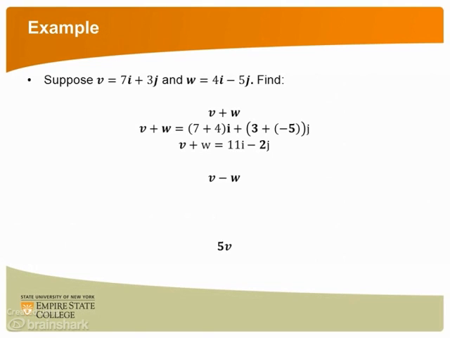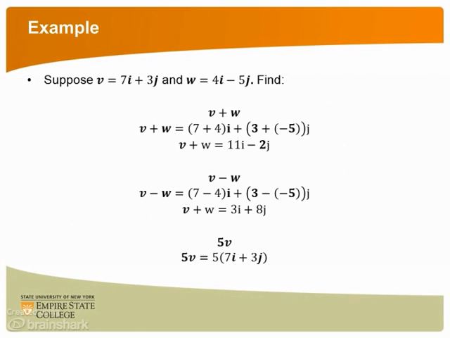Now let's try subtracting the vectors. If we subtract v minus w, we have to subtract the coefficients for i and j in that order. So we have the quantity 7 minus 4 times i plus the quantity 3 minus negative 5 times j. So the difference of the two vectors is the position vector 3i plus 8j.